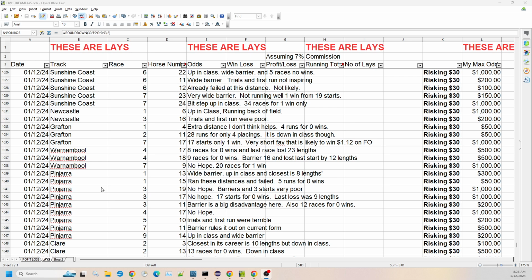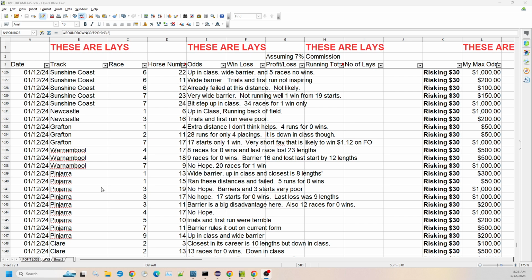Again, 500. I've only got 500 on these two because I can't see a clear winner or a couple of horses that look like they should win this. It's a fairly poor race. Then we got Warrnambool Race 7, number 9. No hope. 20 races for one win. It hasn't got a chance in this race at all. I'm willing to go to the 1,000 odds.